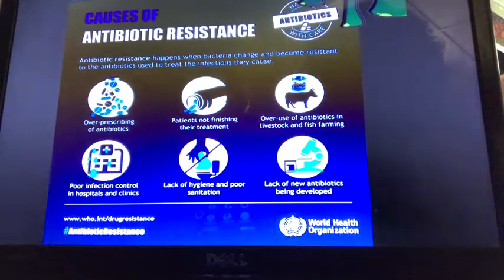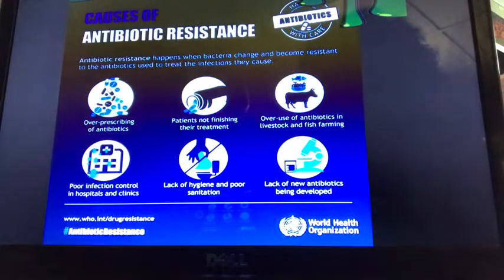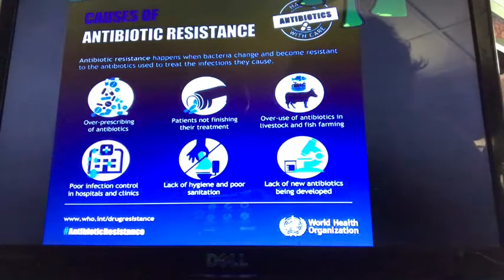Here's a few causes of antibiotic resistance on this slide. It tells you again how it happens or why it happens. Overprescriptions of antibiotics. So there's a bunch of reasons you don't need an antibiotic, but people just feel better when they go to the doctor to get a pill. They didn't realize this was a problem until recently.